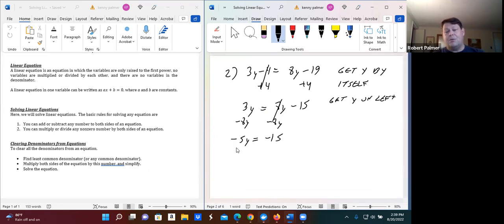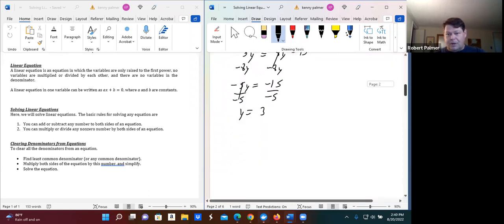Okay, and then to get y by itself, divide both sides by negative 5. That cancels out. A negative divided by a negative is a positive, and that's going to be y equals positive 3. Once again, if you want to check it, plug it back in. Now, let me also say this: if you want, you can also get the y on the right side. I encourage you to try that on your own, get the y on the right side instead, and see that you get the exact same answer.